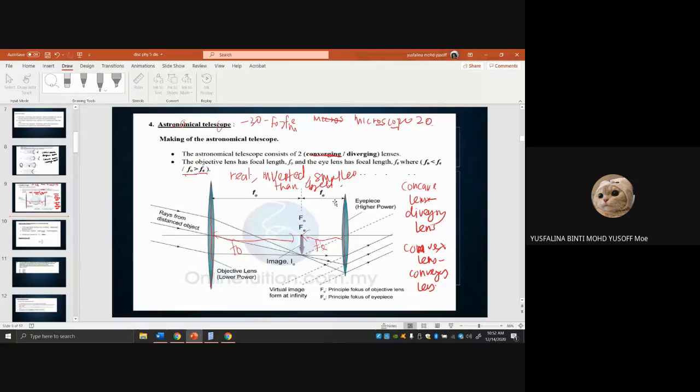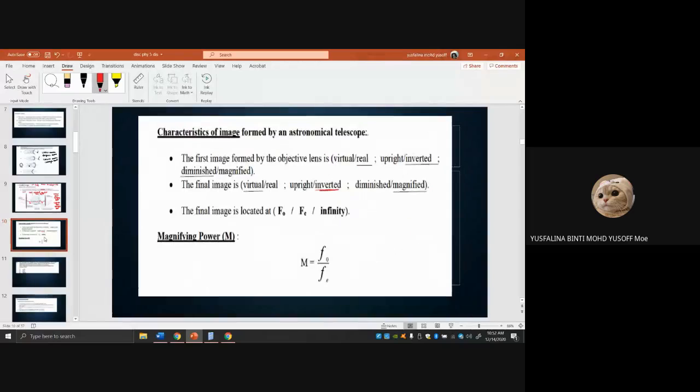Virtual because it is produced in front of the eyepiece lens. The first image is real because it is produced behind the objective lens. This one has become the object already, so it forms in front of the lens, so it should be virtual and magnified. Also, because the light ray comes below here, it should be inverted. So I hope you understand. The final image is located at infinity.